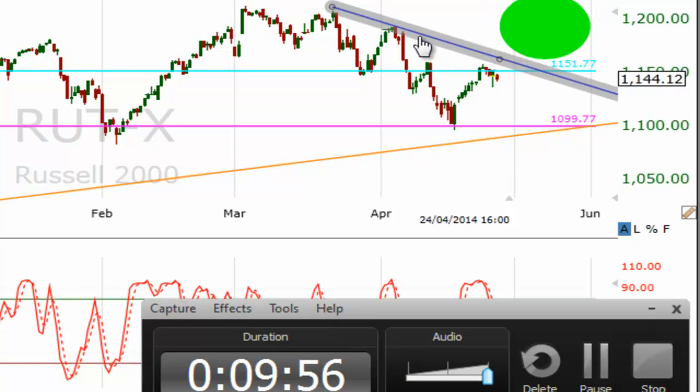See, between the horizontal line and the blue line. But as long as it's stuck below this blue line, traders will try to sell it. So they'll try to sell on the edge here, pushing it down.